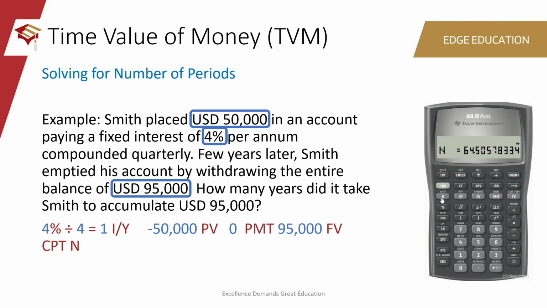This means that it would take Smith 64 and a half quarters to be able to grow his money from $50,000 to $95,000. Since the question asks us how many years it took Smith to accumulate his funds, we must convert the final answer into years. So go ahead and press divide, type 4 for the number of quarters, and press equal. On your calculator, you'll be able to see 16.12. This means that it took Smith 16.12 years to grow his money from $50,000 to $95,000, provided that he was earning interest of 4% on an annual basis, but compounded quarterly.